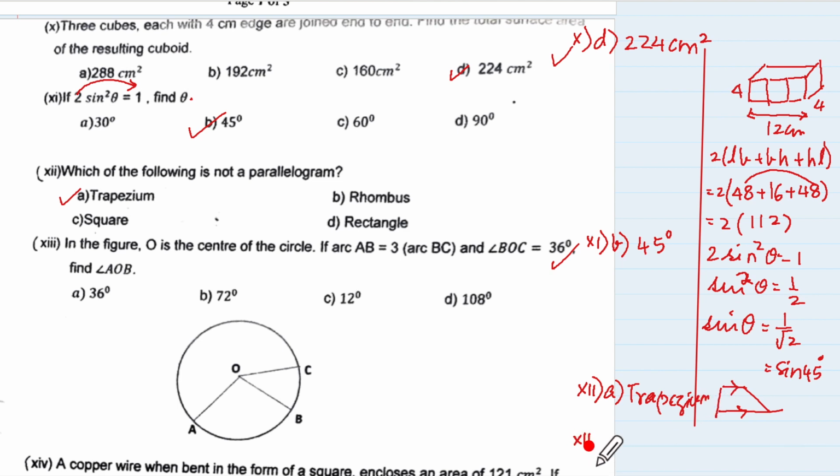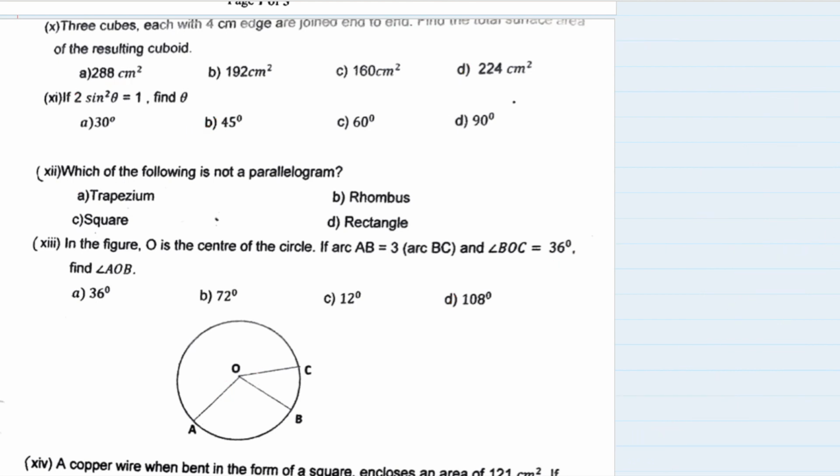Then we come to the 13th one. For 13th one, O is the center of the circle and arc AB is 3 times arc BC. So this is 3 times. So if this is x, then this will be 3x because angle subtended by the arcs will be proportional to the length of the arcs. BOC, this is 36. So this one will be 3 into 36 means 108. What are they asking? AOB. Where is 108? Here. So it is here 108 degrees is the correct option. Let us move on to the next.